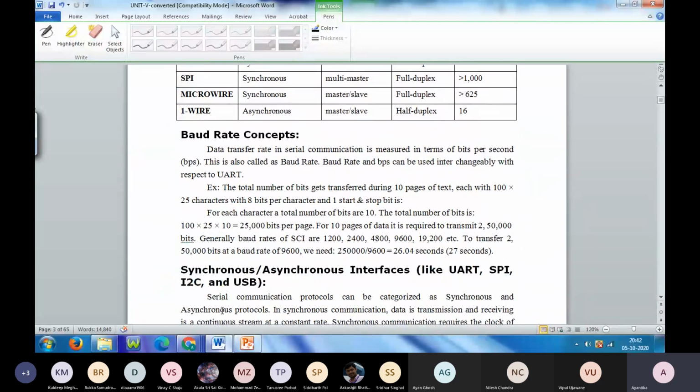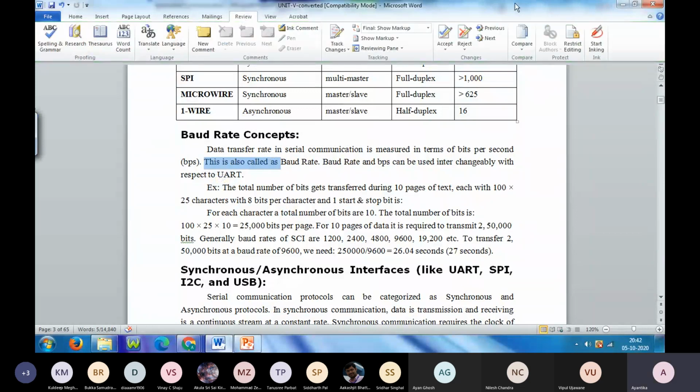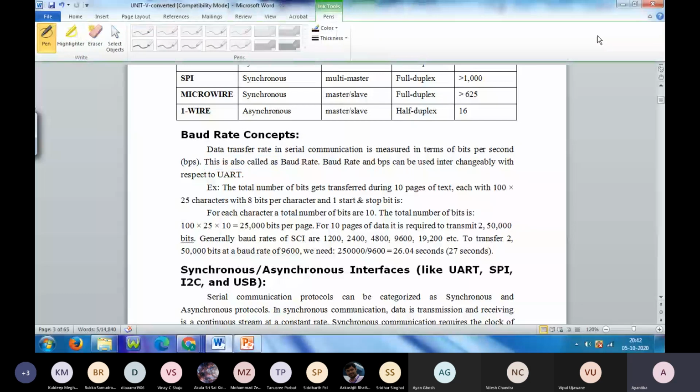Someone is asking about the data transfer rate. You can find here, this is the concept of baud rate. So this is the data transfer rate in serial communication. You can check it.